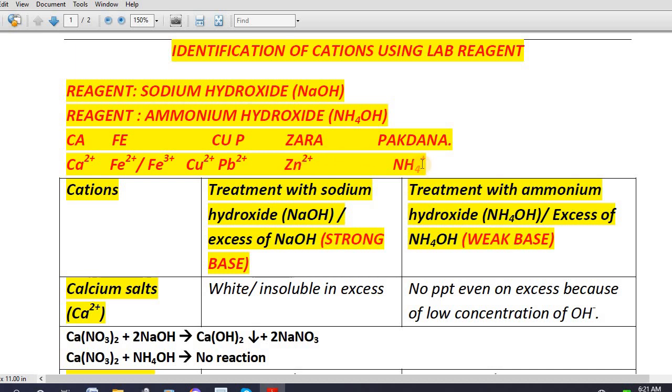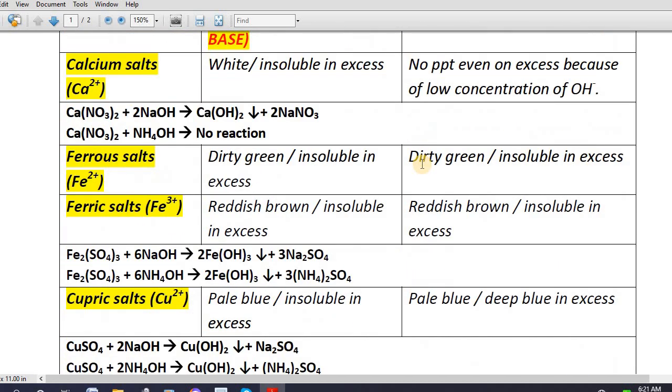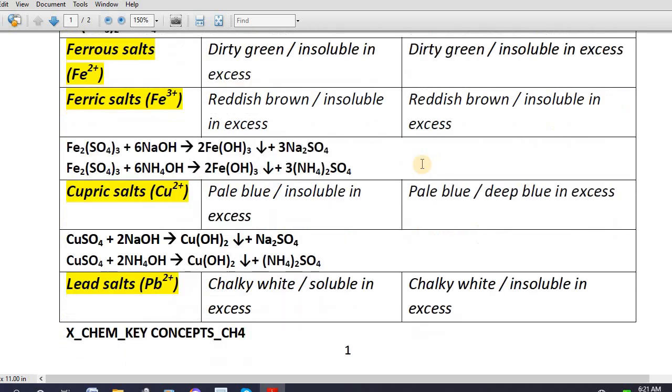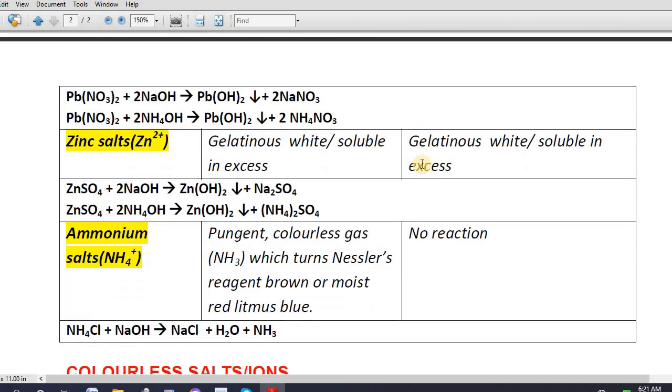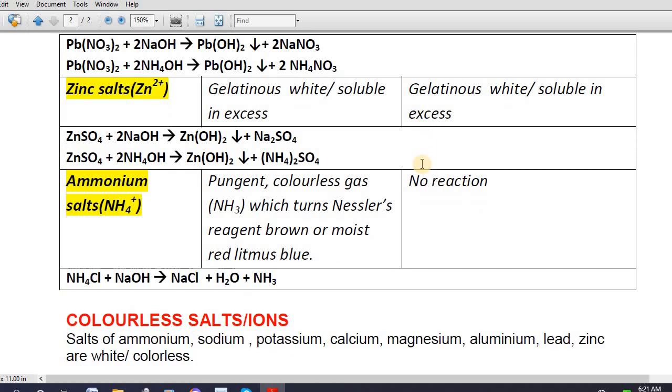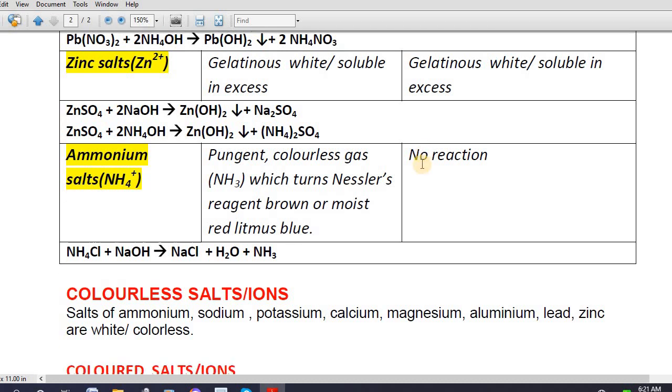Ammonium ion, when you treat it with sodium hydroxide, gives us sodium chloride, water and ammonia. Ammonia is a colorless pungent gas. This thing we have discussed, and this gas has a basic test with moist red litmus, and it will turn blue. And if you go for the Nessler reagent test, it turns Nessler reagent from colorless to brown.